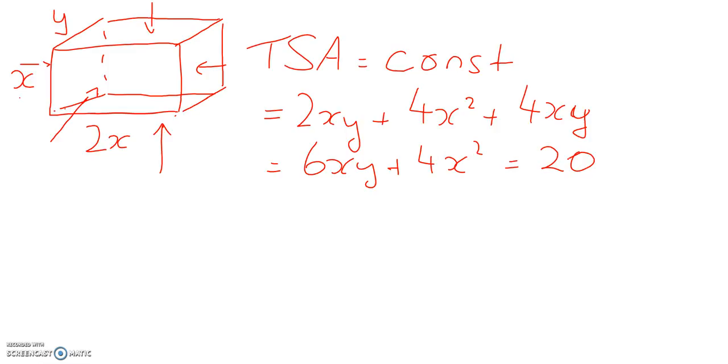Okay, and we're fixed with that. We've got a fixed amount of material that we want to make this box out of, but we want the volume of the box to be a maximum. So we want V to be a maximum.